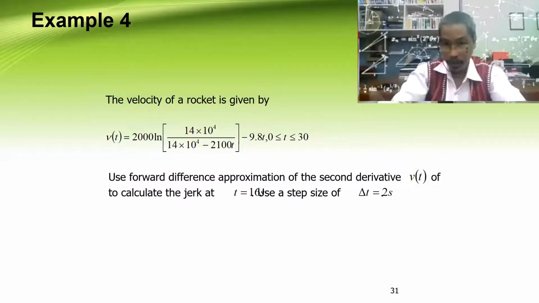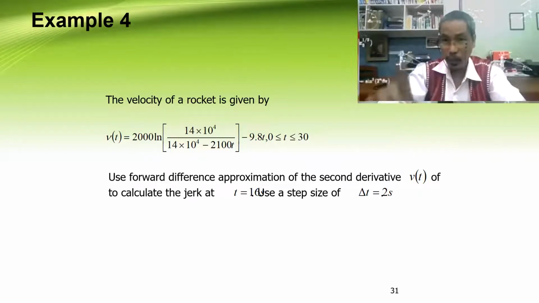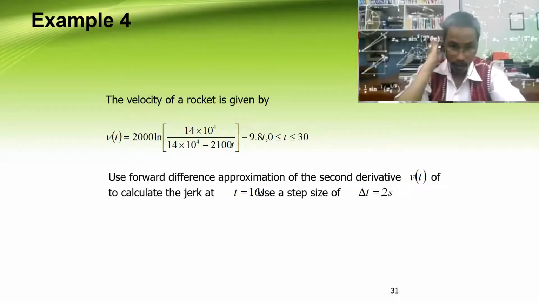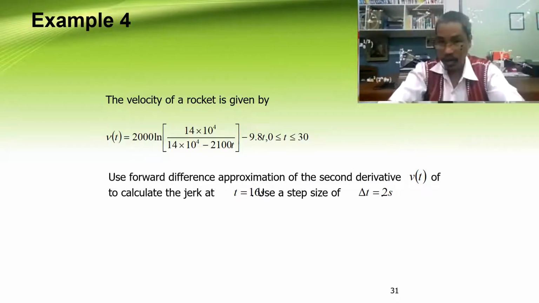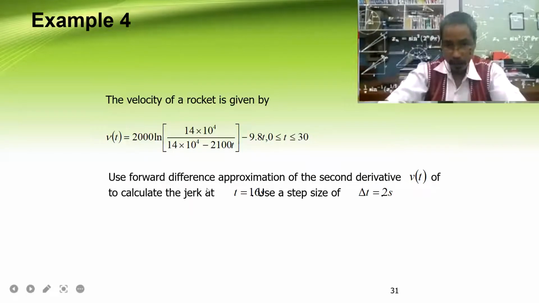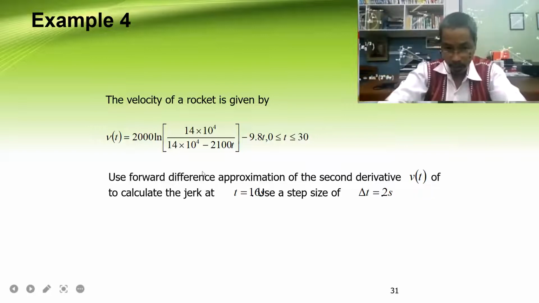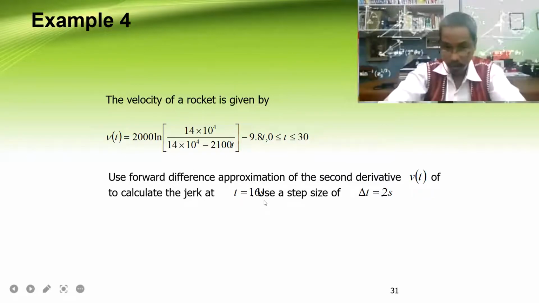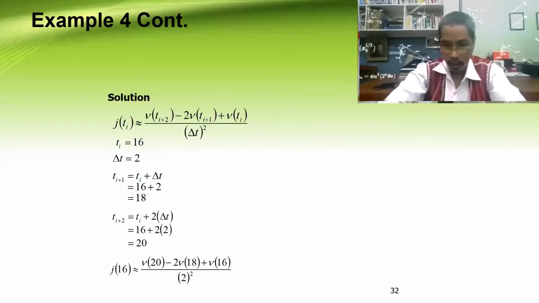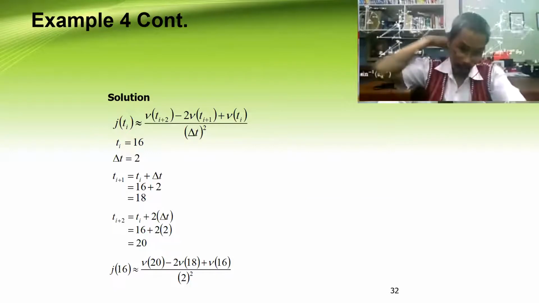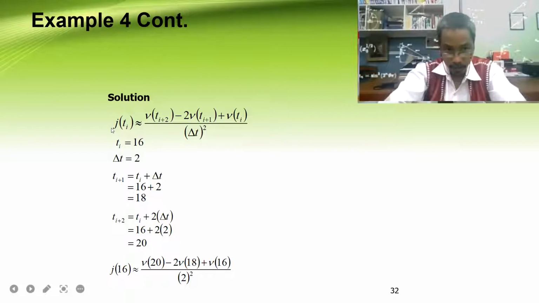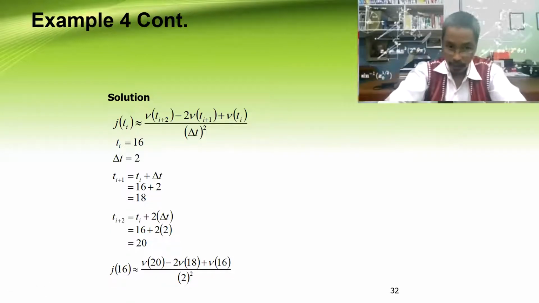Recall physics with calculus. Physics for engineers. The second derivative of velocity is what we call jerk. What is the jerk at t equal to 16? Use step size of 2 seconds. So again, we can use, but now we want to deal with second derivative. So let us find the jerk function of t.